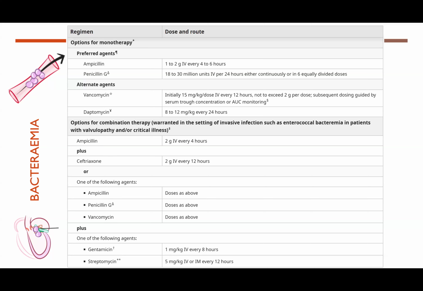In fact, the ESC guidelines recommend either ampicillin and ceftriaxone or ampicillin and gentamicin as first-line therapy for enterococcal endocarditis. Ampicillin or penicillin are the preferred cell wall active agents to use with an aminoglycoside, and vancomycin should be substituted in the setting of high-level beta-lactam resistance, or if the patient has demonstrated any hypersensitivity to beta-lactams with an inability to desensitize.